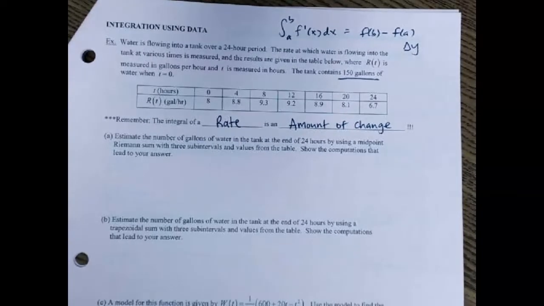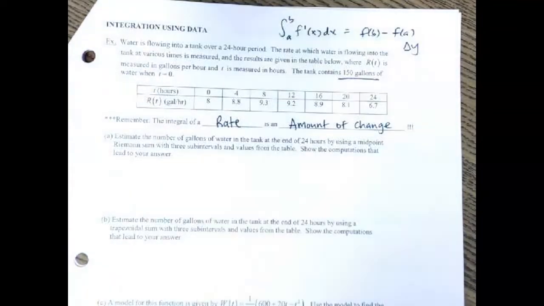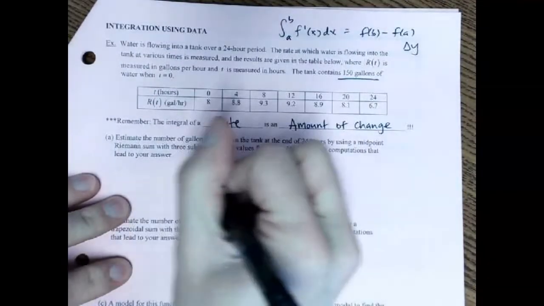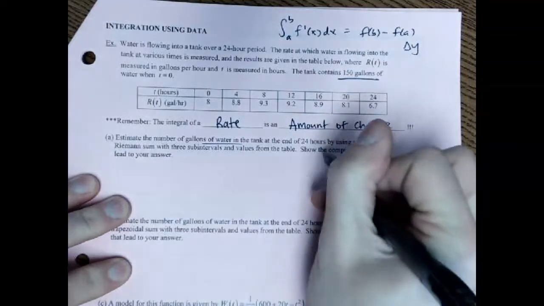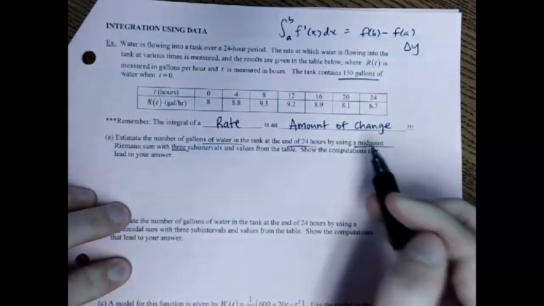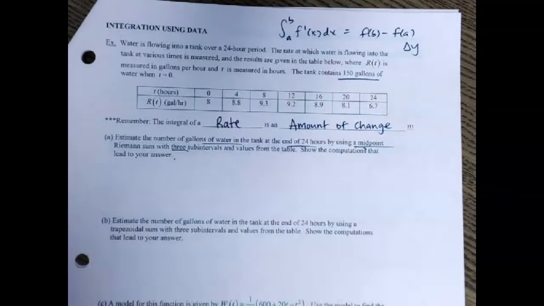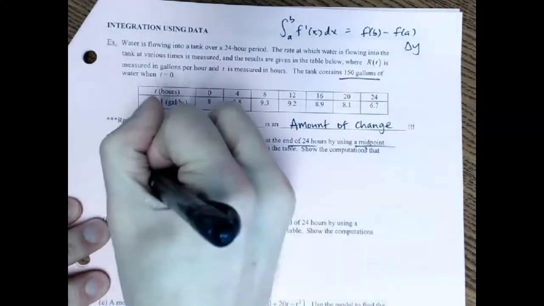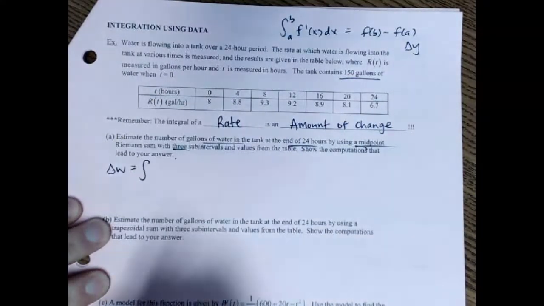Part A, estimate the number of gallons of water in the tank at the end of 24 hours by using a midpoint Riemann sum with 3 subintervals and values from the table. Show your computations, of course. What does it want? How much water is in the tank at the end of 24 hours, midpoint Riemann sum, 3. Okay, so midpoint, 3, Riemann, I know what to do. Here we go. The change in the water, the amount of change, that's found by integrating your rate of change.